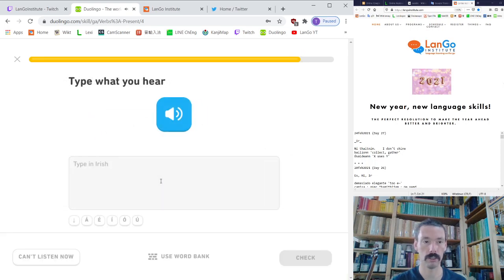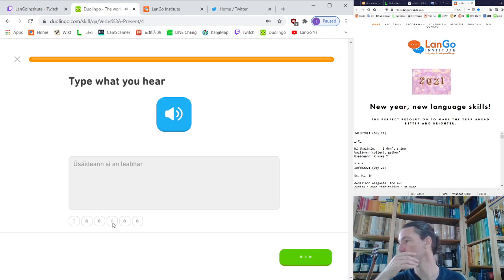Úsáideann sí an leabhar. Okay, checking the spelling. U and A are long. We palatalize this D with these letters on either side. Úsáideann sí an leabhar. Leabhar, book.